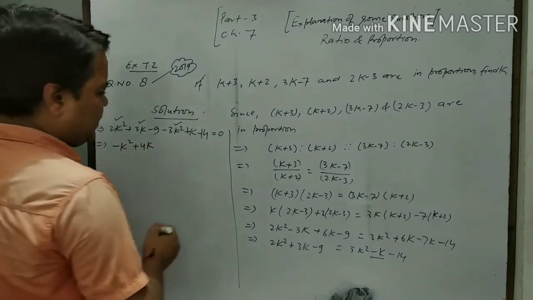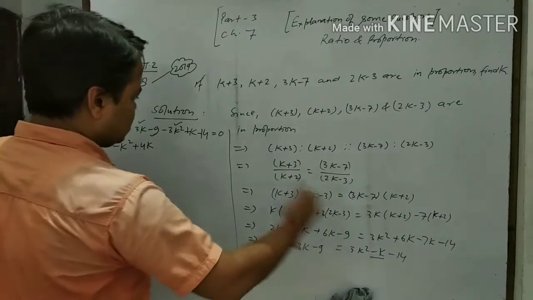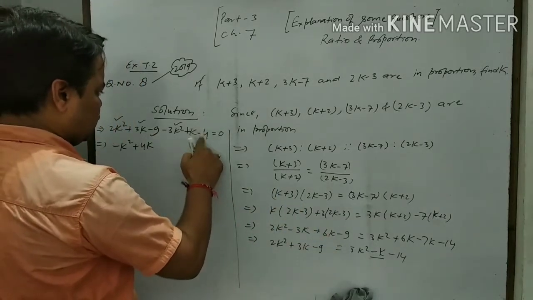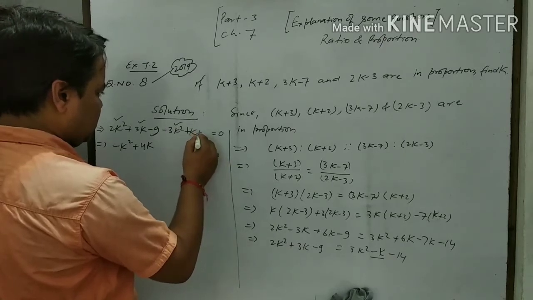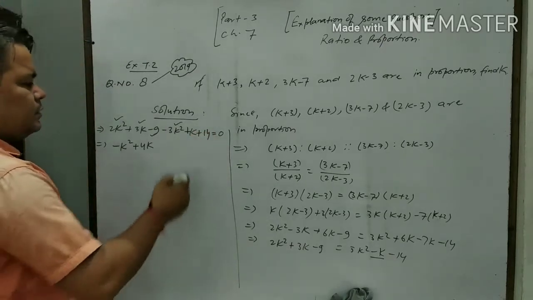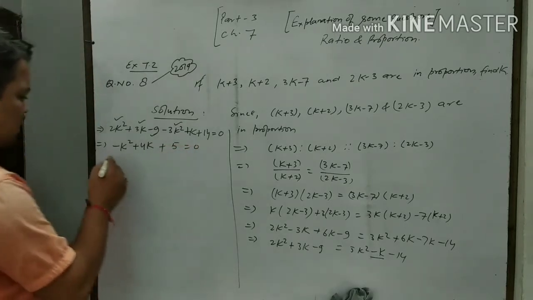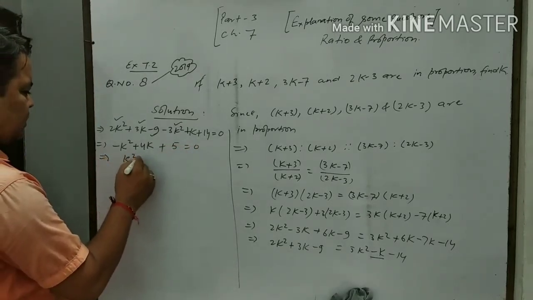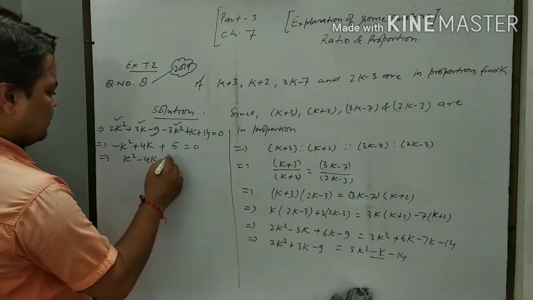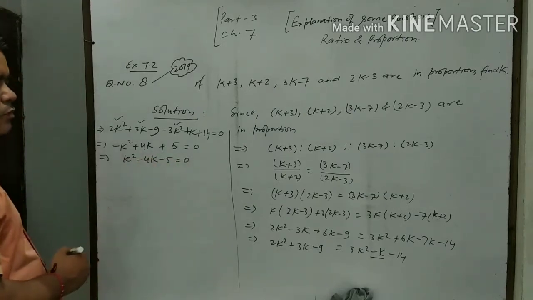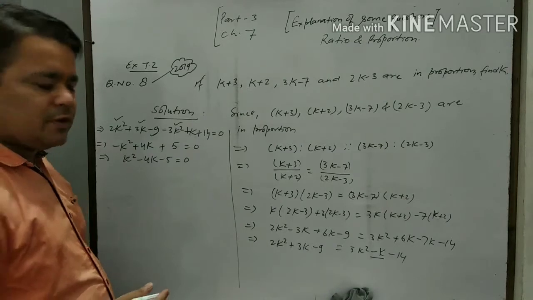Okay, and here minus 9, when transferred to this side it will be plus 9, and minus 14 becomes plus 5, so the equation is equal to 0. Or we can write k square minus 4k minus 5 is equal to 0. Now this is a quadratic equation in variable k.